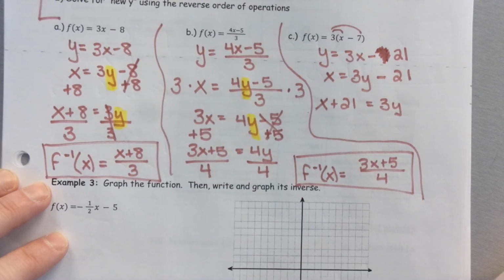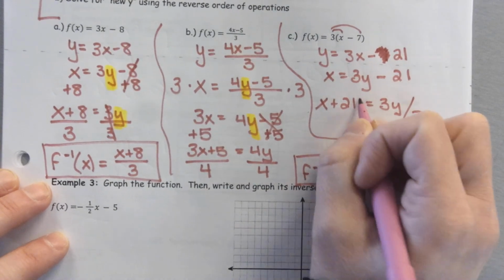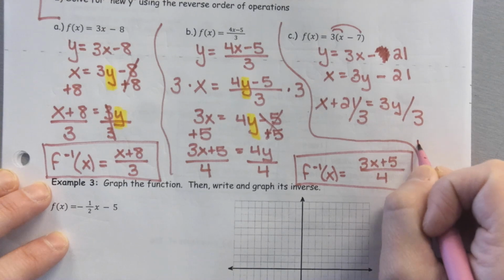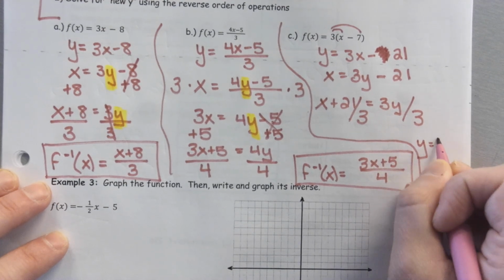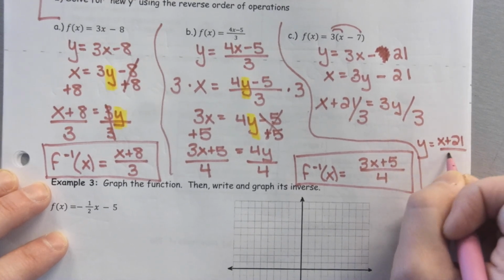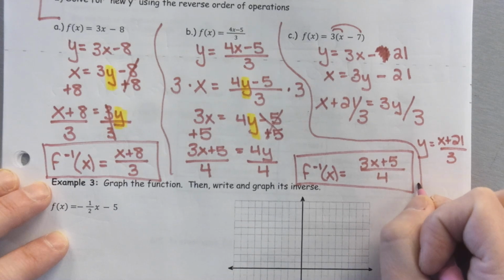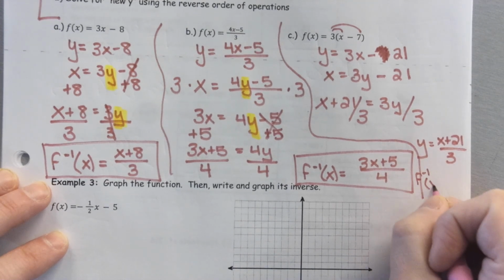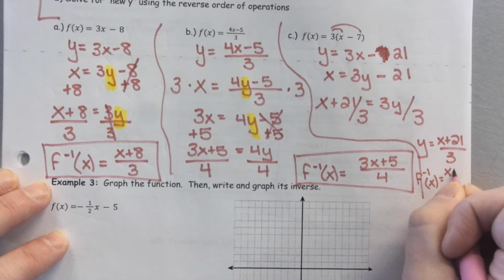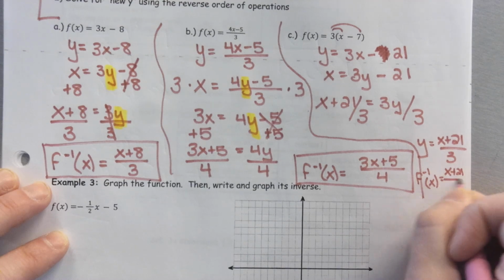Then what? Divide by 3. So y equals x plus 21 over 3. And then we write our fancy notation. F to the negative 1 of x equals x plus 21 over 3.